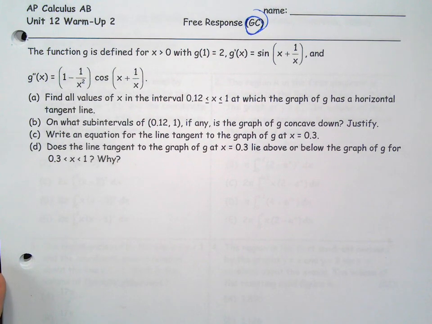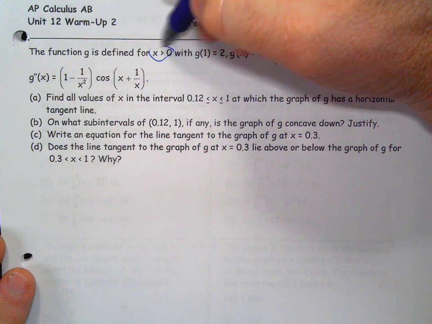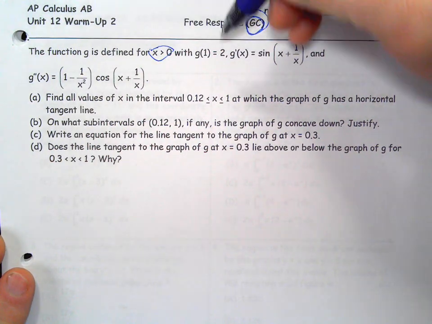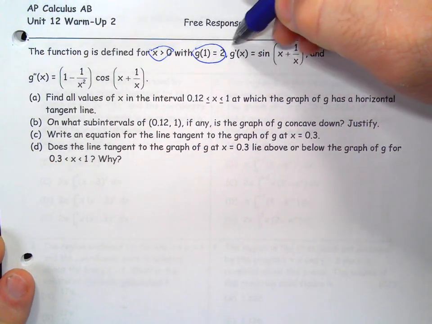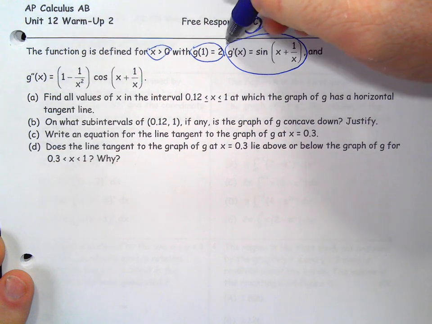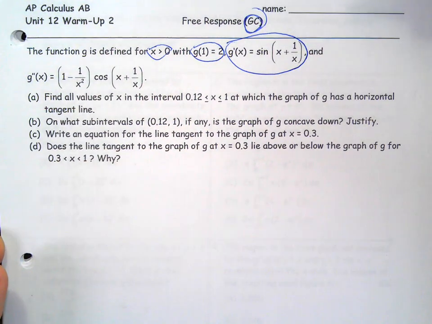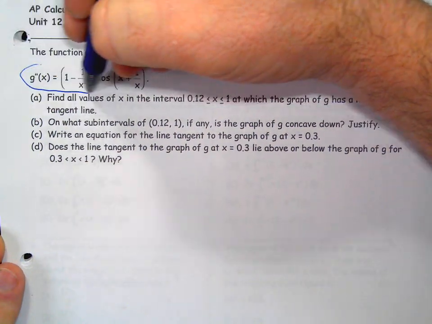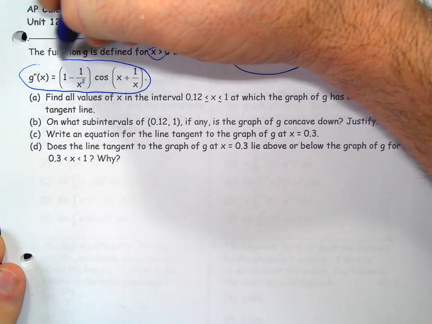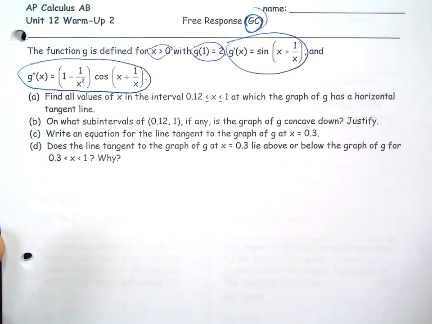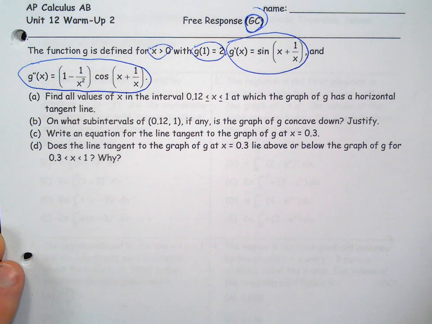So the function g, it works for x is greater than or equal to 0. They give you an initial condition. They give you the first derivative, which they would need to because they didn't give you the first function. They give you the second derivative, which they don't need to, but it's nice of them to do because we could have done that using the chain rule.